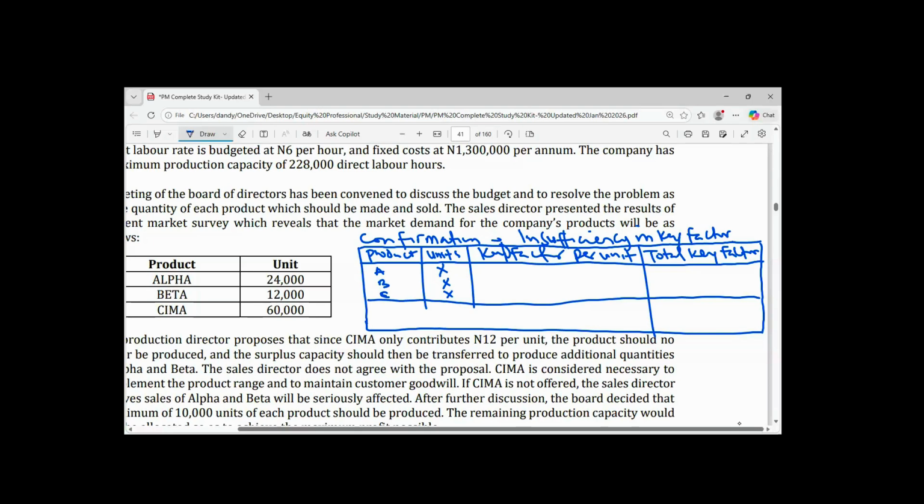However, you come here, you determine the key factor per unit. So you do your calculation, then you put it here. To now get the total key factor, you are supposed to multiply the required output. You multiply the output that you want to produce. You multiply units by the key factor per unit to get the total key factor. You then add up everything together. This will give you the total required key factor.